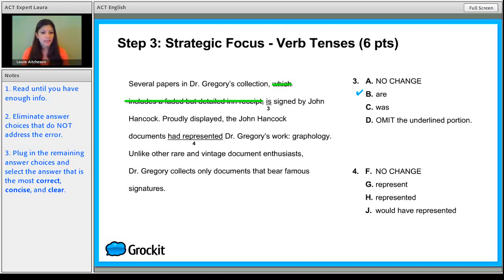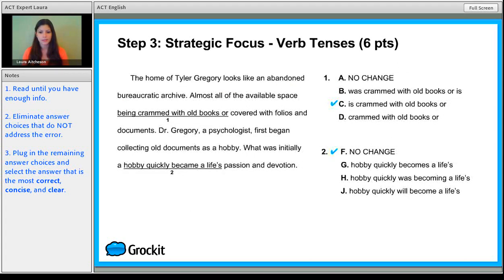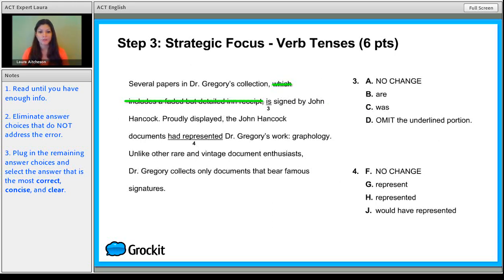Now that you've done that one, go ahead and read the next sentence. Since they are currently proudly displayed, it's going to be present tense. And that's something you'll find throughout this paragraph. They're talking a lot about present tense. So represent, are, and if we go back to the other ones, we have is crammed. So we have present tense. You want to keep it in consistent verb form if at all possible. So we have 3 is B, 4 is G.